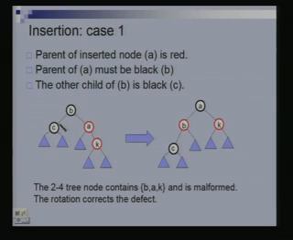Its parent's sibling is black, yeah? And what do we do in this case? We just do a simple rotation. Right? Note that A is larger than B and A is smaller than K. So I can put A in the middle, B on the left and K on the right, and I get this kind of a tree now.